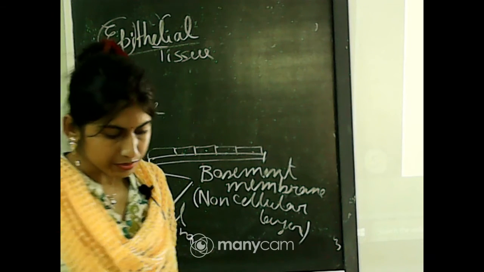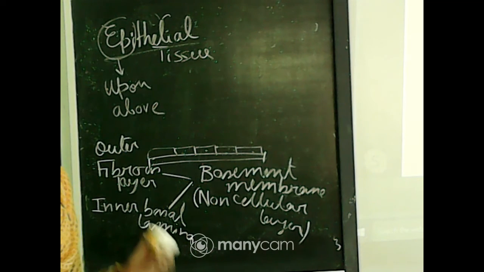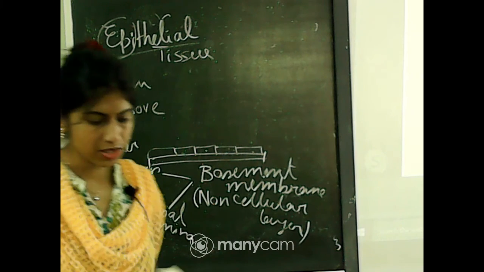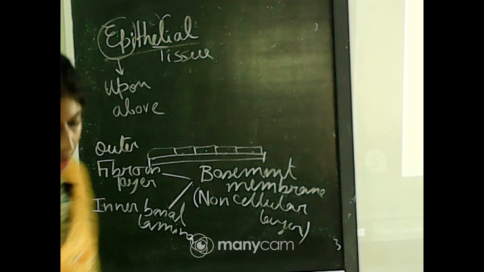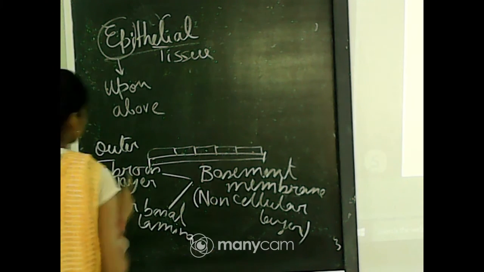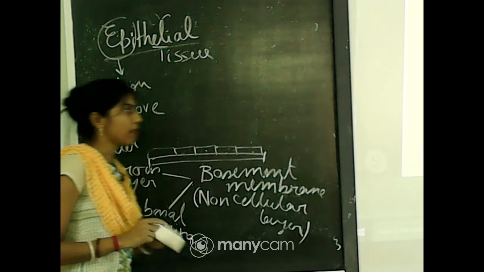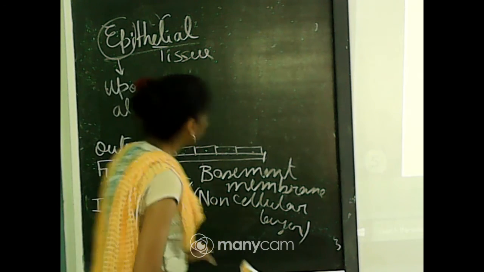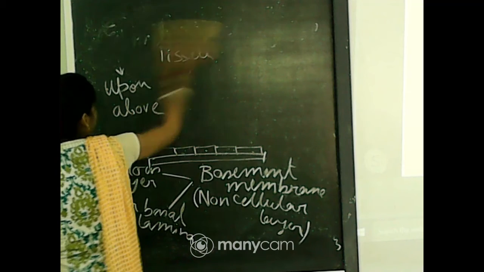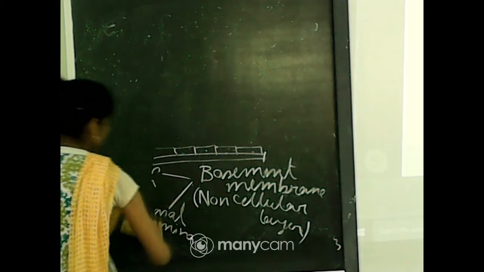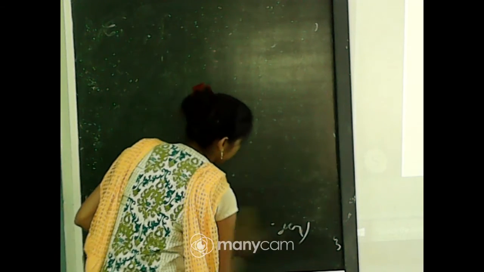So, this is the covering or lining of some parts of the body. In my next class, I will talk about the different types of epithelial tissue. Up to that portion, if you have any question, you can ask me. So, thank you.